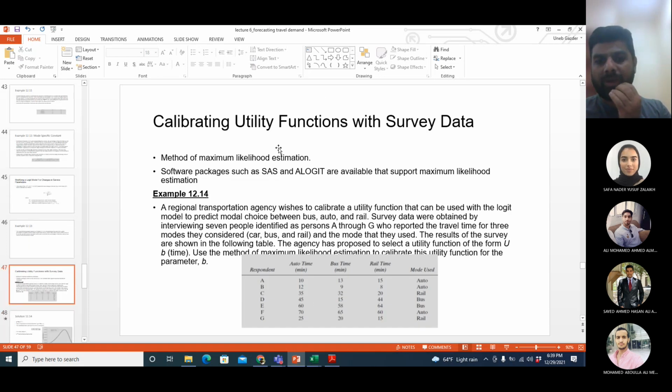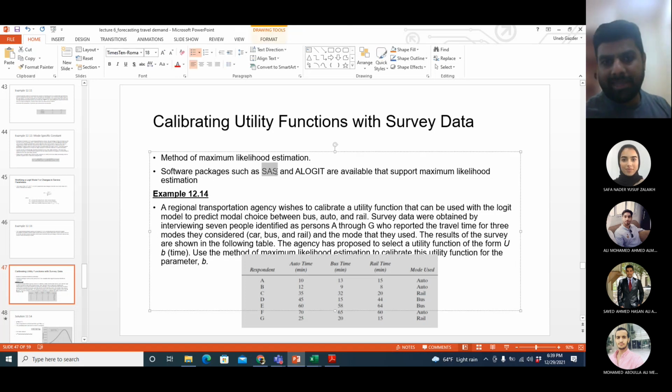Now, how do we calculate the utility function, the coefficients, the values of A, B, and C? How do we do it? There are software packages, like I showed you in the last lecture, Statistica, which can do it for you. They are mentioning two more here, SAS, the statistical something, and then we have A-Logit, which is a logit model software. So these are two software packages which can help you to calculate the coefficients of the utility functions. And the method which they use is known as the maximum likelihood estimation method. Okay, I can explain the method.